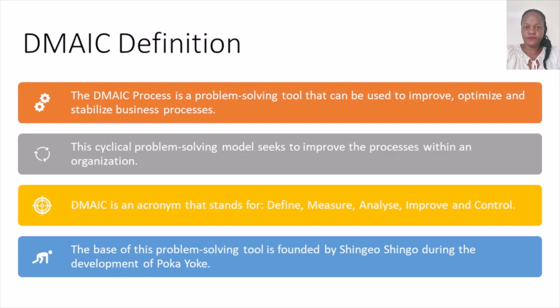DMAIC is an acronym which stands for Define, Measure, Analyze, Improve, and Control. These are the 5 phases that a project goes through when implementing Lean. It is a Six Sigma approach, but can be used together with Lean methodology. The base of this problem-solving tool was founded by Shigeo Shingo during the development of Poka-Yoke.